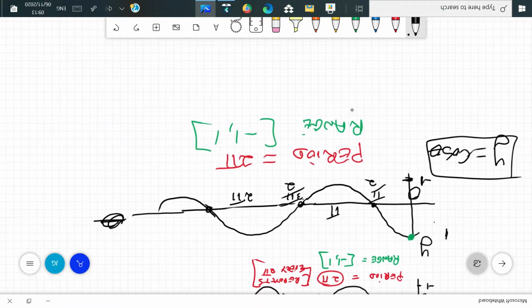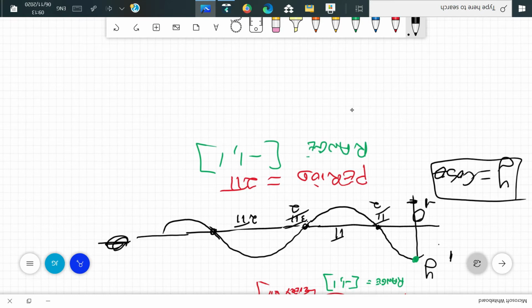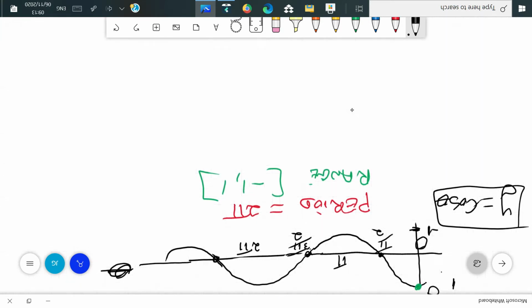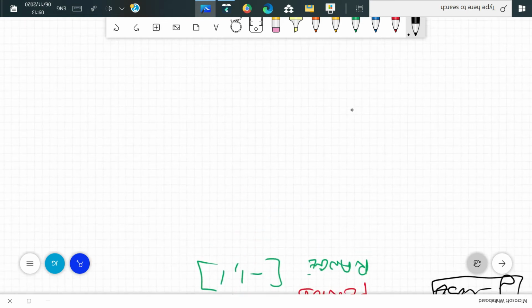I'm going to roll that. Okay? Leave that little piece there. Okay, it's gone.